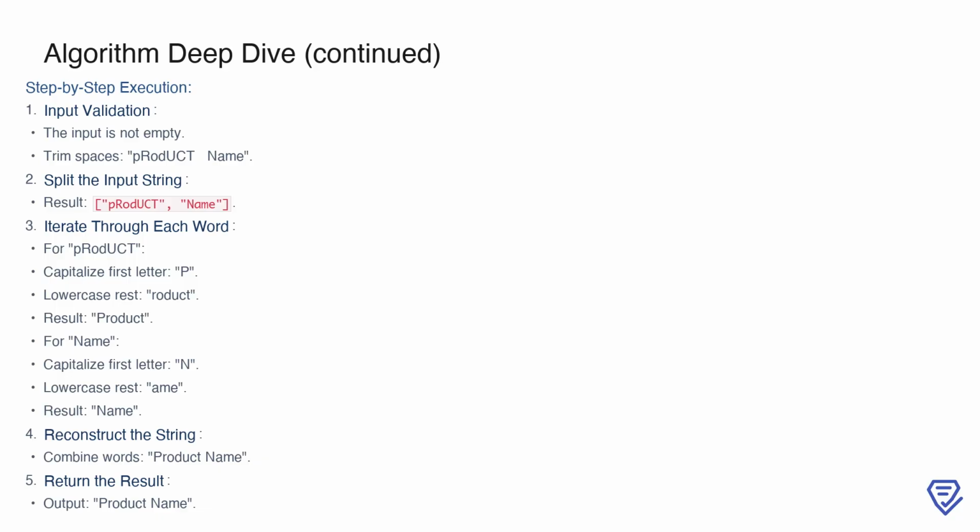Now, we iterate through each word. For the word "product", we capitalize its first letter to get "P" and convert the rest to lowercase to get "roduct", producing the word "Product". For the word "name", we capitalize the first letter to "N" and lowercase the rest to "ame", resulting in "Name". These transformed words are then combined using the join function to produce "Product Name". Finally, the algorithm returns this result as the output.